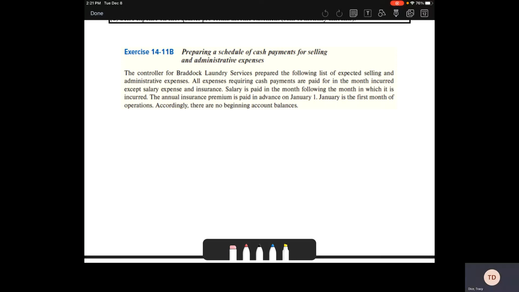Salary is paid in the month following the month in which it is incurred. So any salary expenses earned in the month of January will be paid in February. And the annual insurance premium is paid in advance on January 1. So that's telling us that we're paying for the whole year on the 1st of January with cash, even though we're only incurring that expense over those 12 months. January 1st is the first month of operations, and accordingly, there are no beginning account balances.